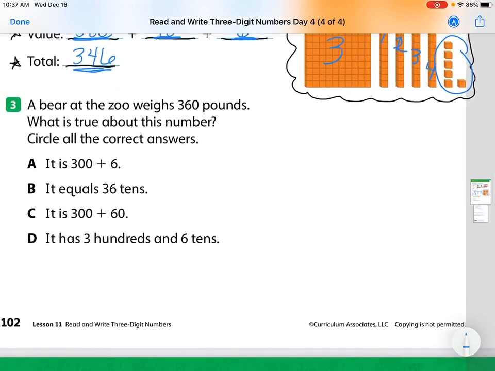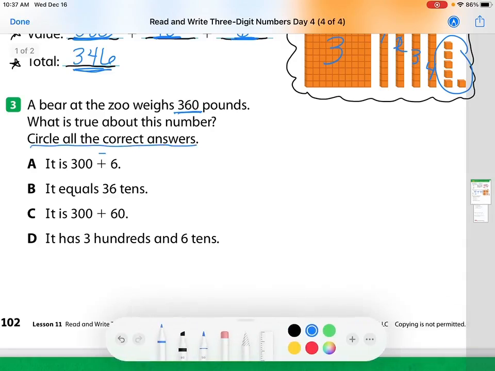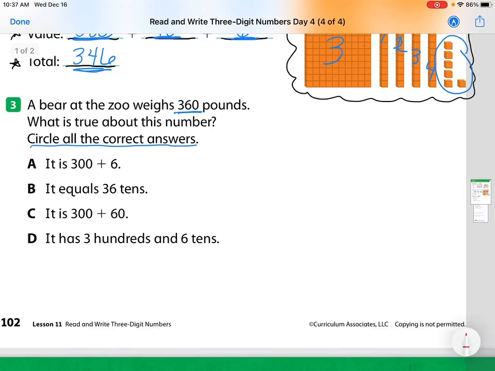It says a bear at the zoo weighs 360 pounds. What is true about this number? Circle all the correct answers. There's that clue again, folks. If it says circle all the correct answers, I know I've got more than one correct answer to find.